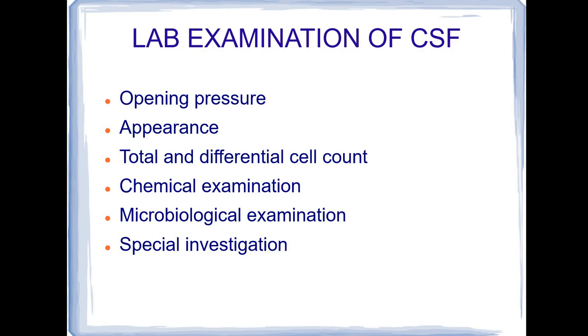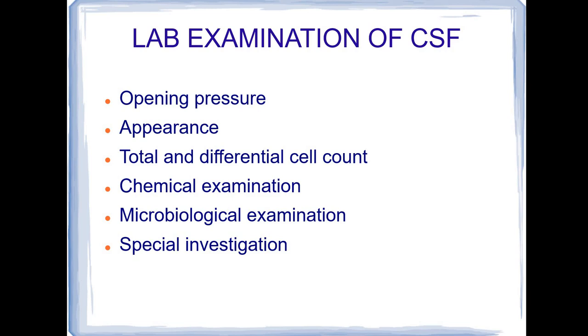The next step, after you draw the sample, is to look at the appearance. Generally CSF is clear and colorless, but there are various abnormalities: it could be turbid, red, orange, or xanthochromia, where it is yellow in color. Various colors indicate various pathologies. So appearance of the CSF is the second thing.